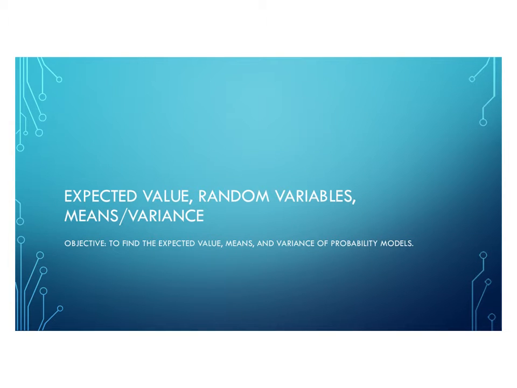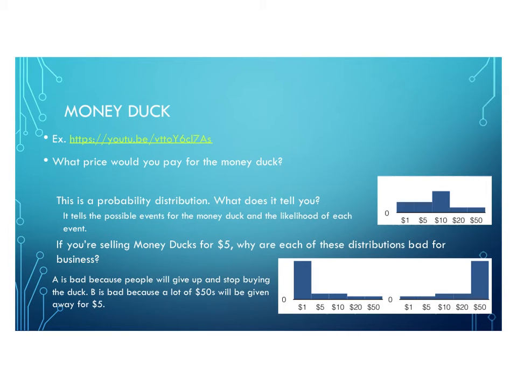Today you will find the expected value of means and variance of probability models. First thing we're going to do is look at the example of the money duck. What you can do is go to this link and watch this quick video to explain what the money duck is.